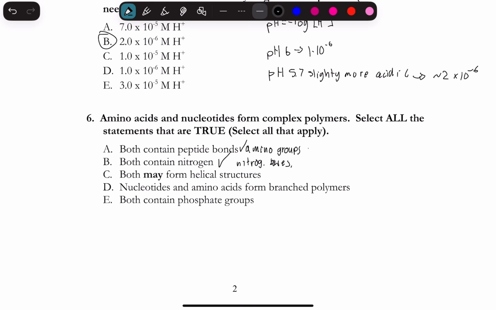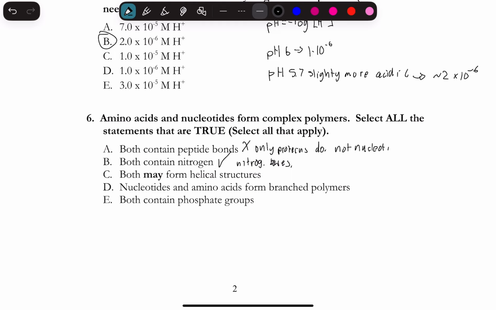And the proteins and nucleic structures, peptide bonds. Amino acids contain peptide bonds. No. Actually, no, not this one, because only proteins do. Nucleotides don't have peptide bonds.